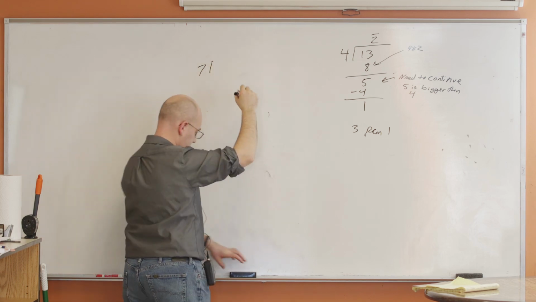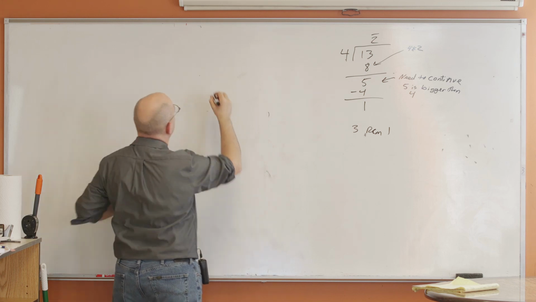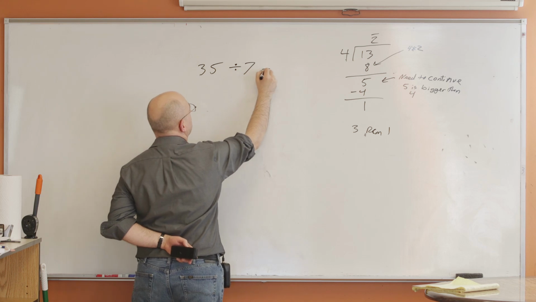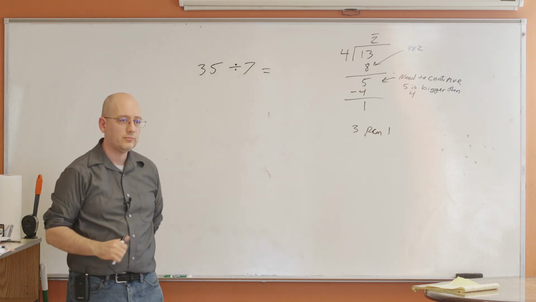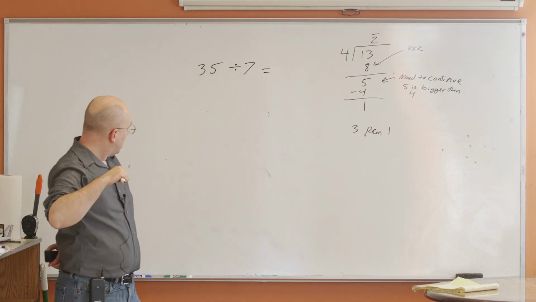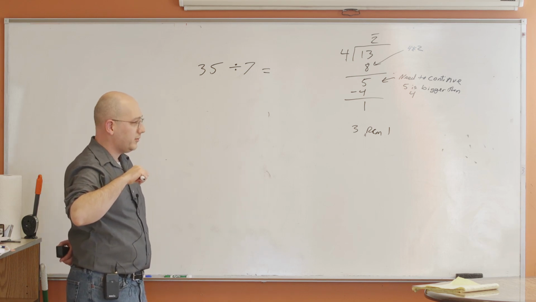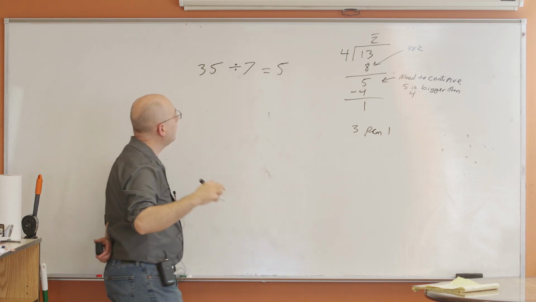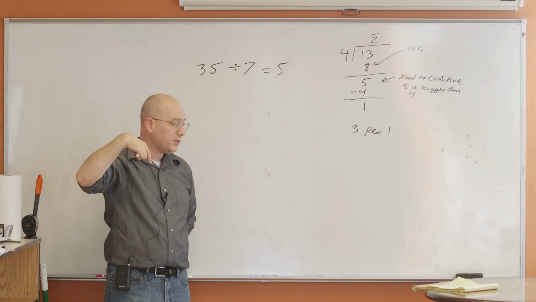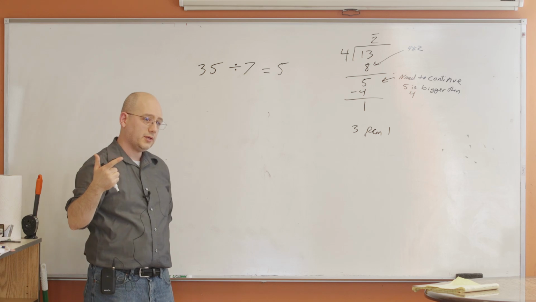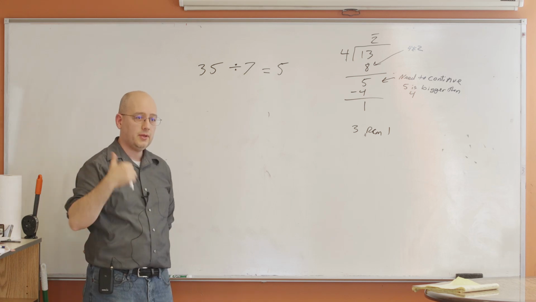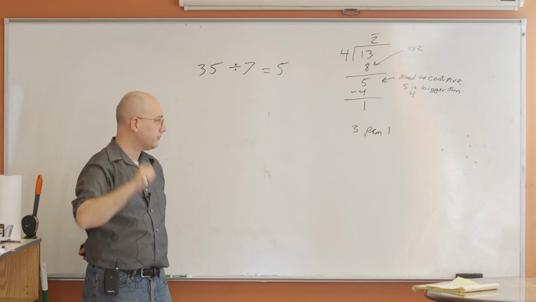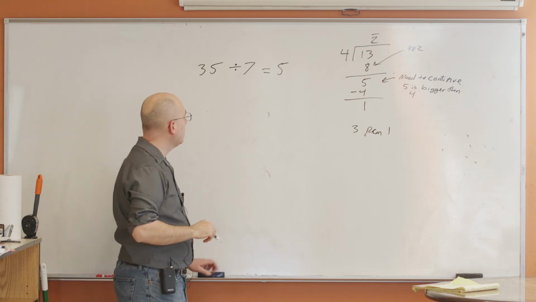Let me write things in slightly different ways. 35 divided by 7. What is that? So, David? Is it 5? It is 5. And as I said, you can subtract 7 repeatedly. You can know your multiplication tables, or you can just start adding up 7: 7, 14, 21, 28, 35. It's 5.